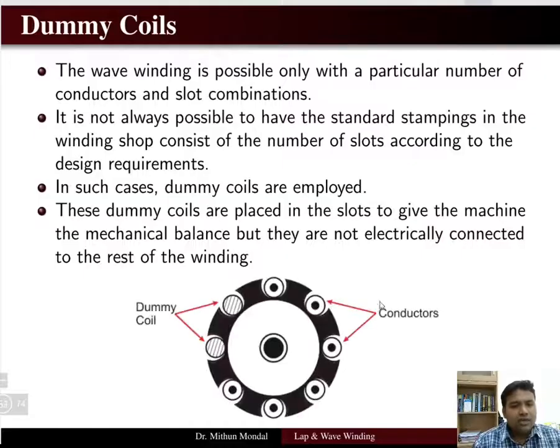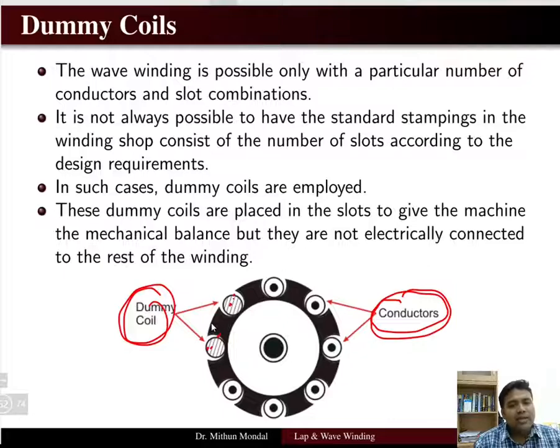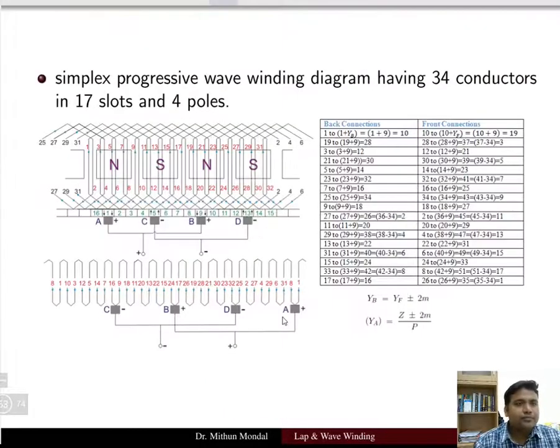So if you see here, you have the main conductor which is present in the armature slot, and you have a dummy coil. So these dummy coils are only for the balance, but they are not providing any electrical connection with any of the other conductors.